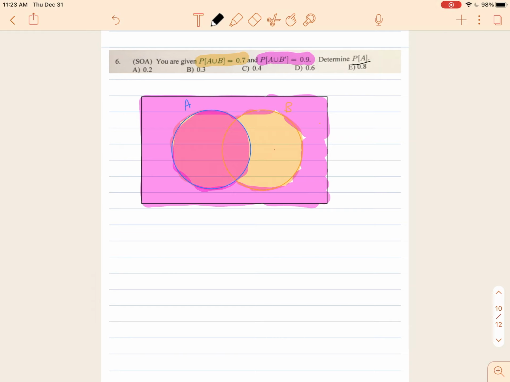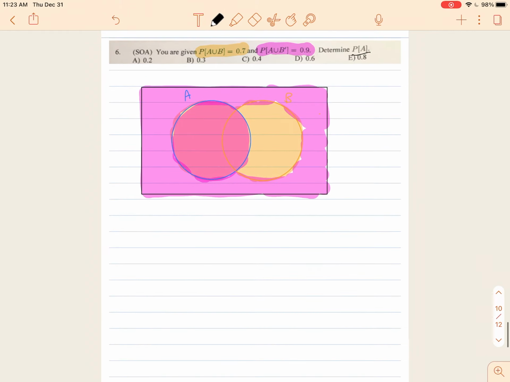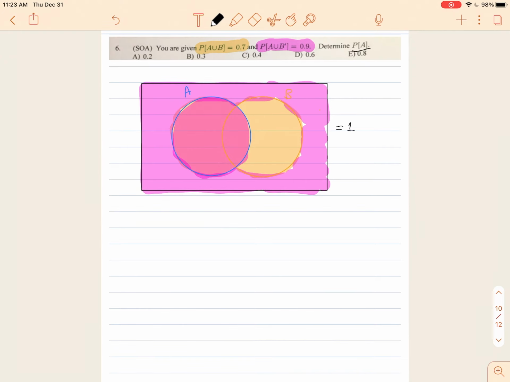We can find this data right here, right? It's pretty obvious. All you have to do is just realize, again, that this is 1, this whole box, and the pink part or purple part, whatever, covers all of it except this portion right here. So we can just take 1 minus the probability of A union B complement, which is equal to 1 minus 0.9, giving us that this is equal to 0.1. Okay?